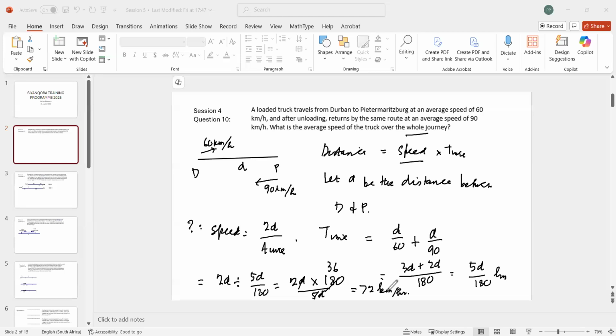We must write down the units in each case. Distance is in kilometers, time is in hours, and speed is kilometers per hour. So this is the answer to the question. So it's not 75, it's actually 72, which is a little bit surprising, but that is because we are using the formula for the speed, and that formula is given by distance over time.